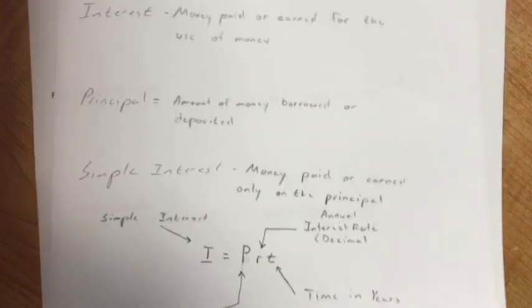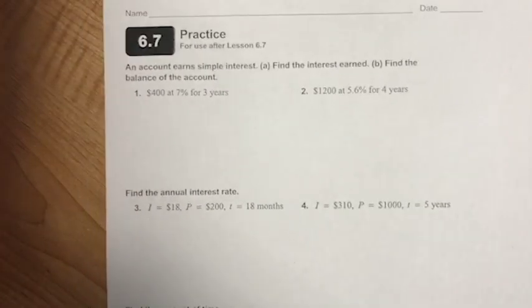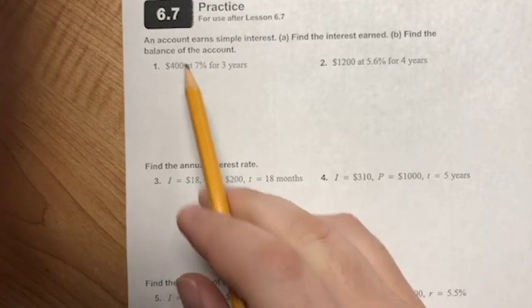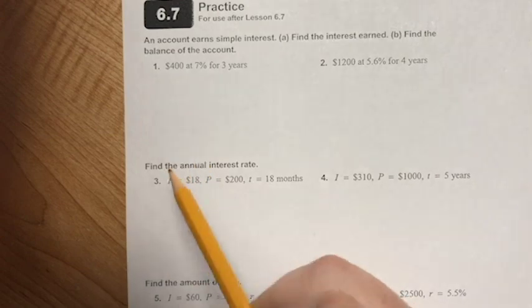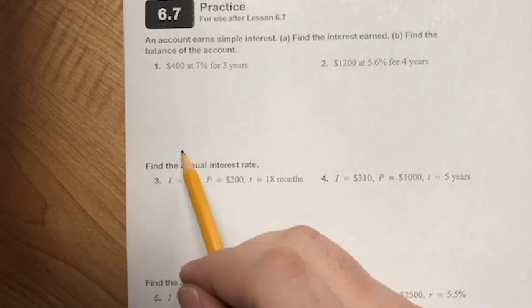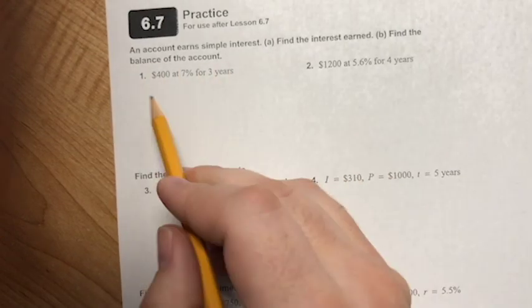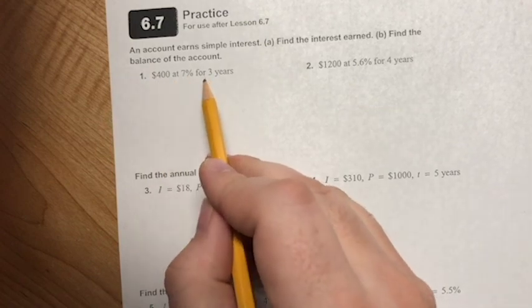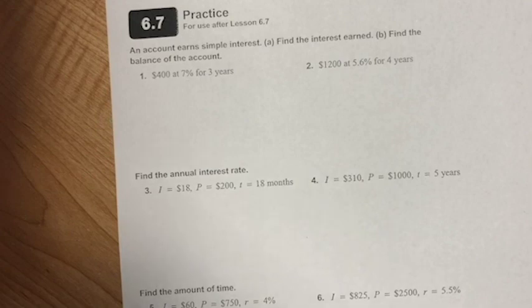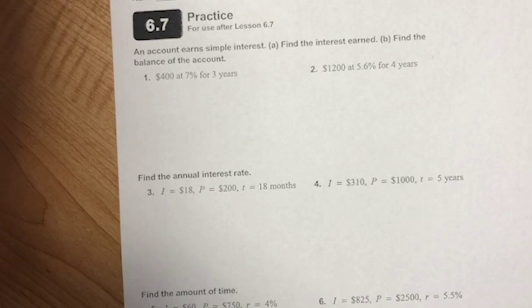Now, let's go ahead and hit some things up here. Questions here. It says, an account earns simple interest. Find the interest earned. Find the balance of the account. All right, so we got two things happening here. It says that we have $400 at 7% interest for 3 years. So what it's asking for us is the actual physical interest that's being earned, and on top of that, how much we actually have in the bank.